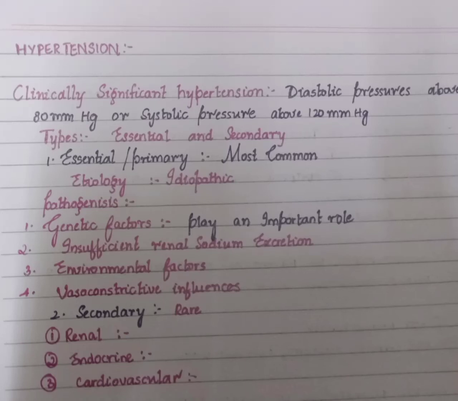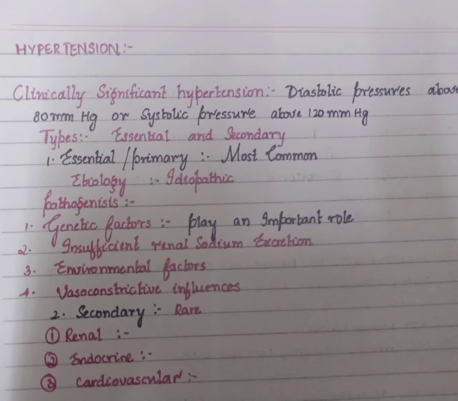Today, let us know about hypertension. Clinically significant hypertension: diastolic pressure above 80 mmHg or systolic pressure above 120 mmHg indicates hypertension. Now, let us know what is diastolic pressure and what is systolic pressure.